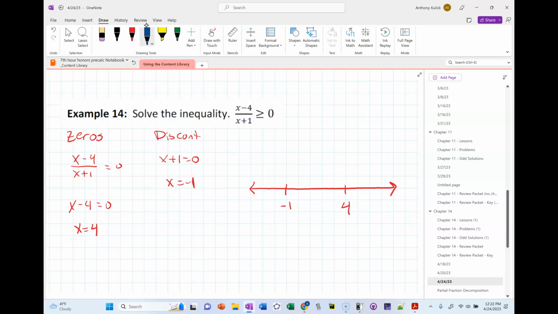For the 0, x equals 4, should I use an open or a closed circle? Closed. Why? Good, because it's an or equal to inequality. For the discontinuity, -1, should I use an open circle or a closed circle? That's incorrect. It is going to be open. Why has it got to be open? It's a discontinuity. That's not part of the function's domain. Regardless of what kind of inequality you have, the discontinuities will always be open circles because there's no point there. That's not an x value that could be a solution. Everybody's okay with that?